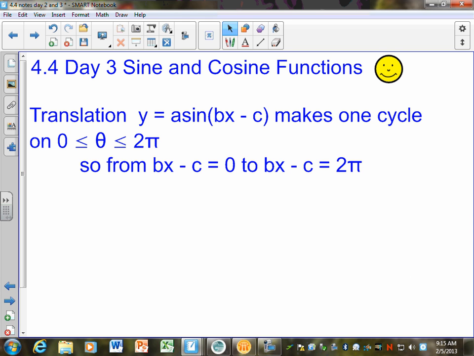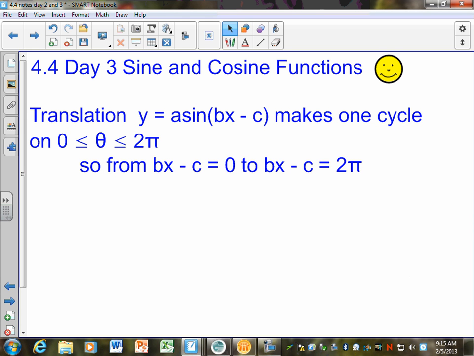So I want to show you where this formula comes from. And then once we have the formula, you don't have to stress so much about it. We know that one cycle or one period, depending on what b is, goes from 0 to 2 pi. That's our normal one period. Well, b and c are going to affect that.